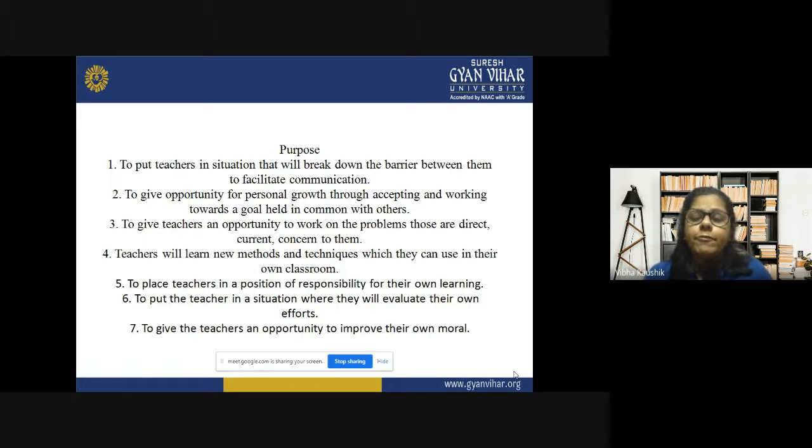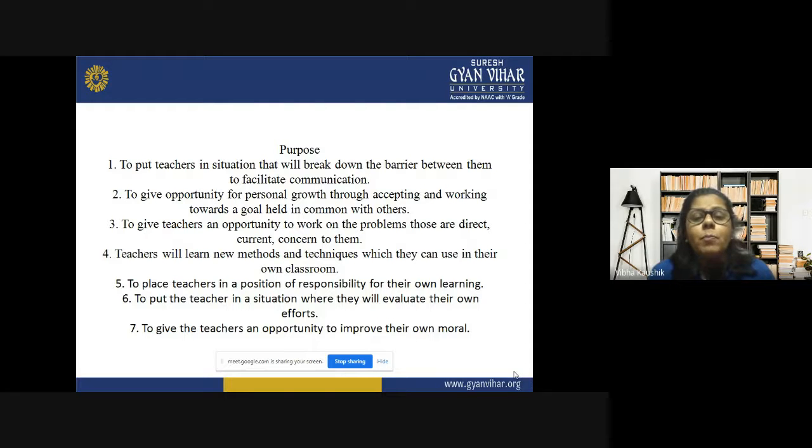Now, what are the different purposes of organizing or conducting a workshop? The first one is to put teachers in a situation that will break down the barriers between them to facilitate communication. A workshop has a particular purpose, and that purpose is to put teachers in such a situation, which means it will motivate or encourage them to communicate.